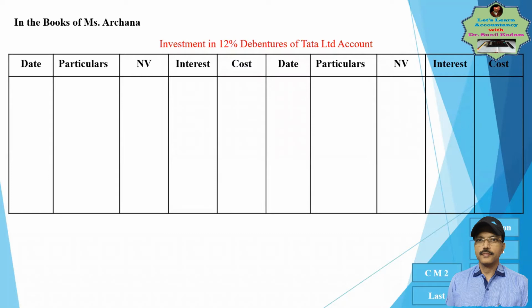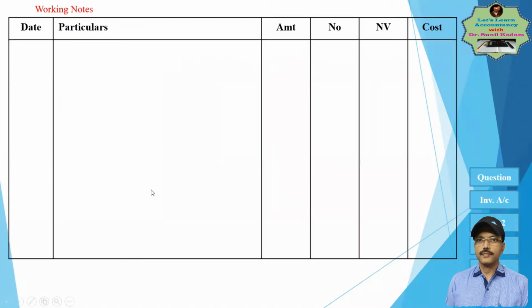On the next slide, we will be preparing a working note, because whatever we write here has to be worked out, such as interest to be calculated or sales price to be calculated. We'll prepare a working note. In this form, the format is date, particulars, amount, number, nominal value and cost, or we can say the face value and cost.